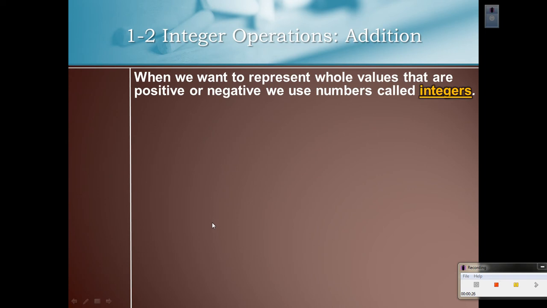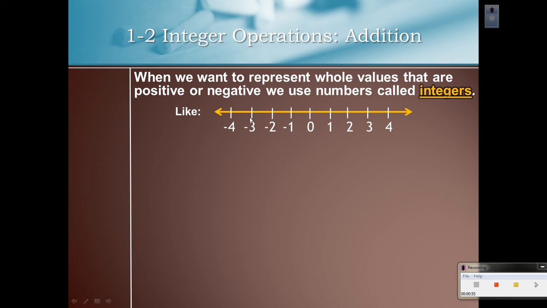So in the first main idea at the top of your notes, we have this concept that when we want to represent whole values that are positive or negative, we use numbers called integers. And in your notes, you'll notice that there is a blank spot there for you to fill in the word integers. Now, integers, we're going to describe them using the number line. Go ahead and draw a number line. And if you notice, my notes are color-coded. So integers are in gold, and so is the number line.